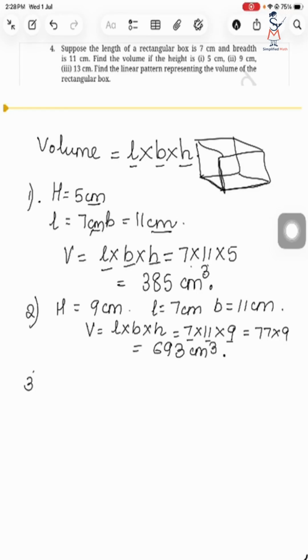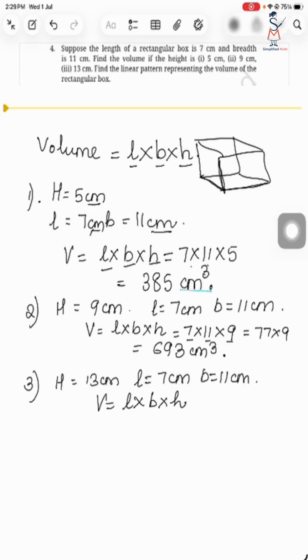The third case is height is 13 centimeter, length and breadth remains the same, 7 and breadth is 11 centimeter. Again the volume is, we know, length into breadth into height, that is a rectangular box which can also be called as a cuboid. So length is 7, breadth is 11 and height is 13. So 7 into 11, 77 into 13 becomes 1001 and 3 centimeters multiplied together becomes centimeter cube.